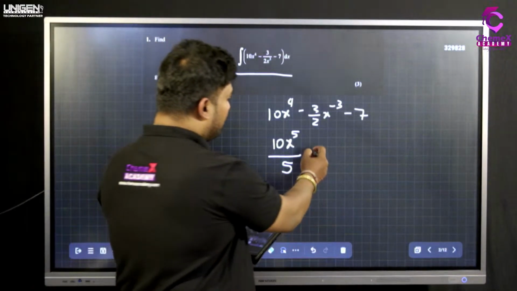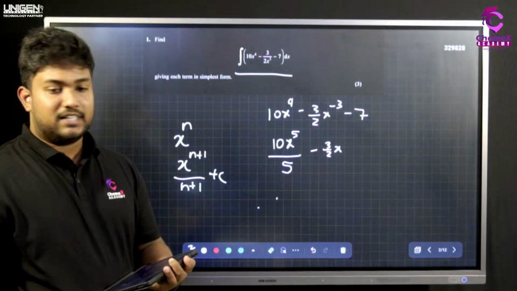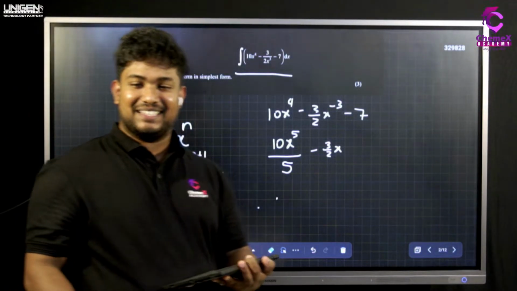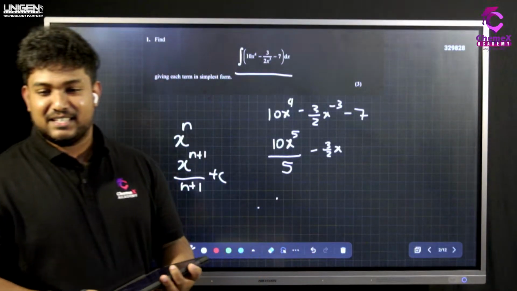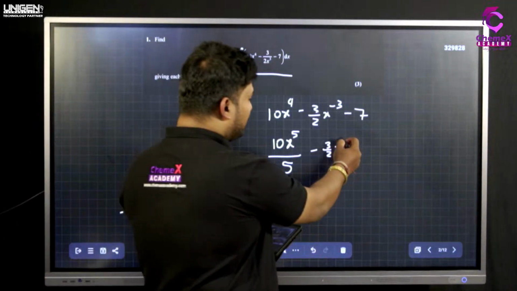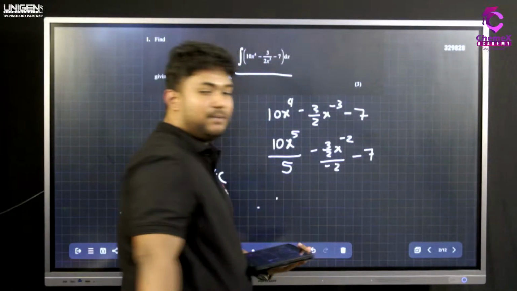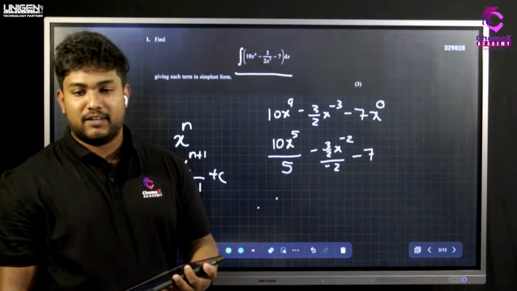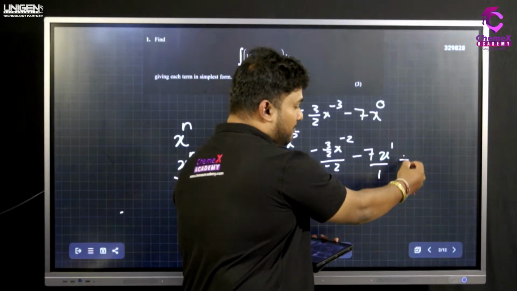So next, minus 3 over 2 x to the power what? Minus 3 plus 1. You can unmute and answer, anyone. None of you all tried the paper. So what's minus 3 plus 1? Minus 2, divided by minus 2, minus 7. What happens to the x here? So here you have x to the power 0. So 0 plus 1 is going to be what? 1 divided by 1. If you want, you can put plus c.